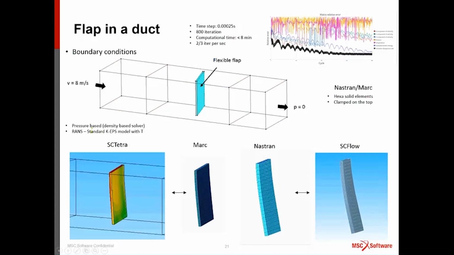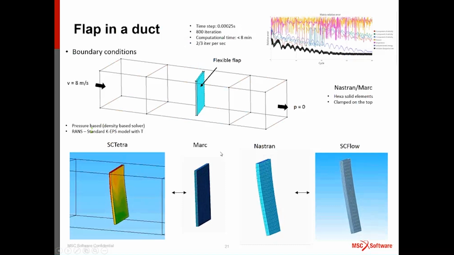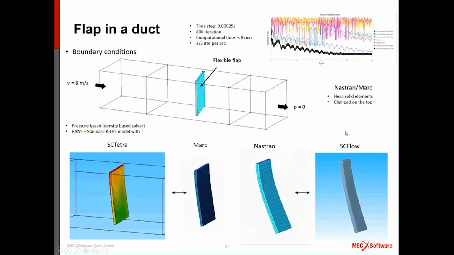Now I want to go to the demo. This is the model that I'm going to use. I have a fluffy duct, the same model that I used to show you the technology and the theory behind this coupling. I am going to show you two different couplings. One is between Tetra and Marc, and the other one uses a highly flexible structure with Nastran and SC flow. So two different meshes, tetrahedrons and poly mesh for SC flow, and Marc and Nastran for the two couplings. We have pressure-based and density-based solvers available.